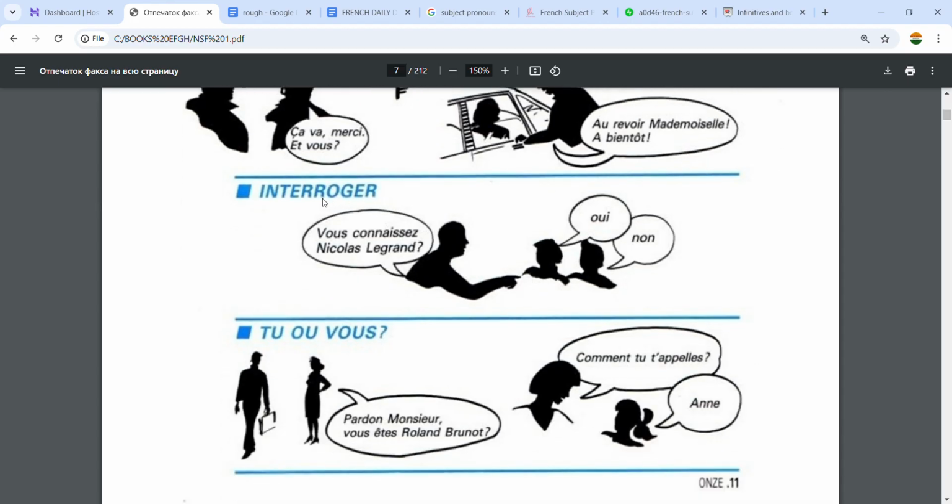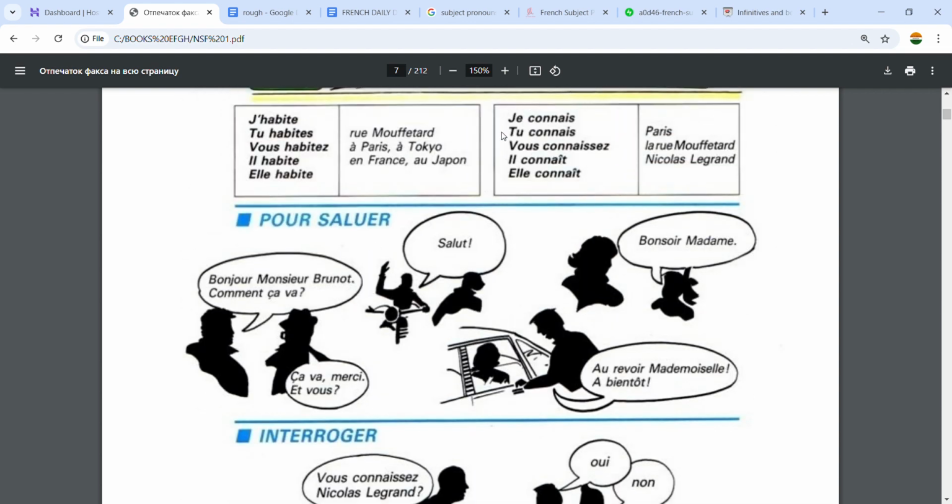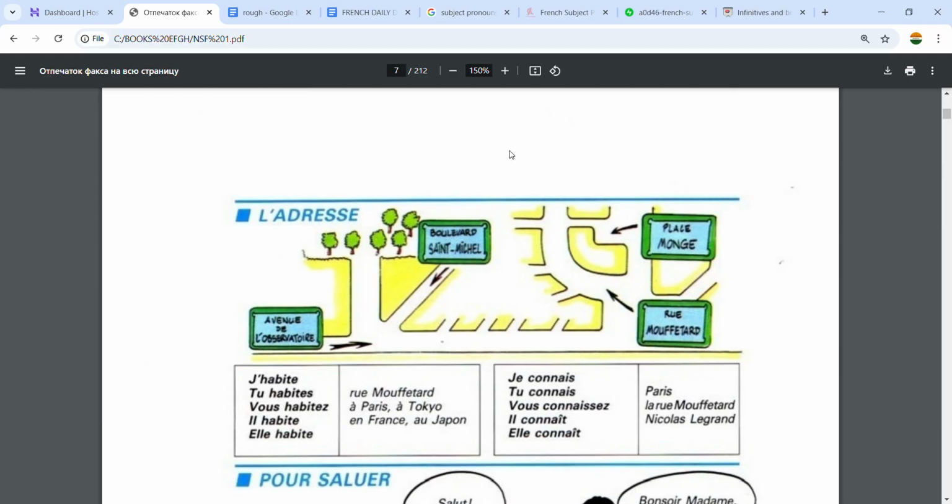Now interroger, it means interrogation. It means you are doing some investigation, asking people, right? So here if you see the first part, vous connaissez Nicolas Lecran. Do you know Nicolas Lecran? Like I told you, there is a verb, right? This is the part on interroger, which means to question. So vous connaissez Nicolas Lecran. If you remember, connaître, to know. So do you know Nicolas Lecran?